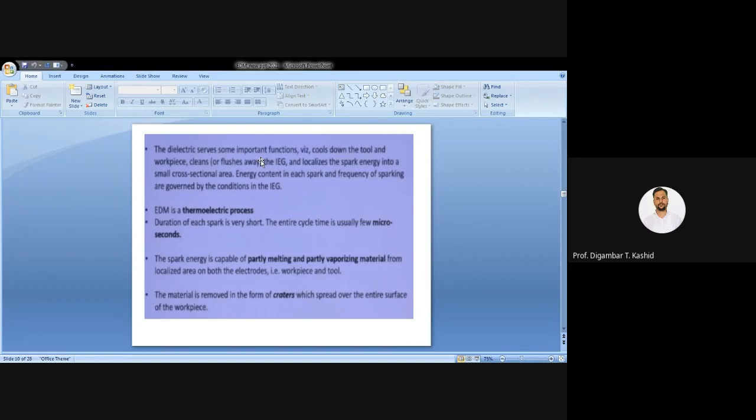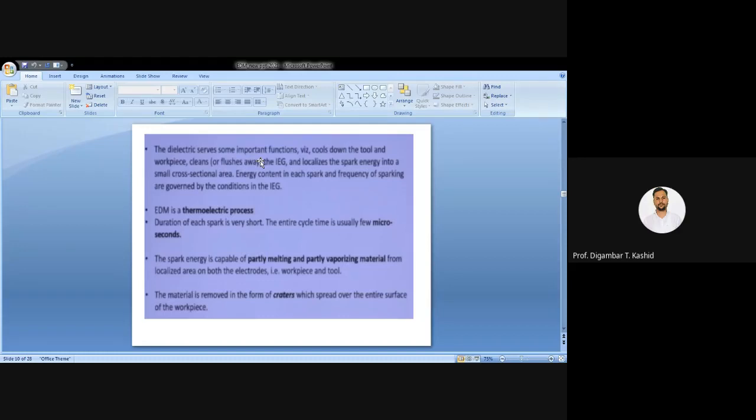Also, this dielectric localizes the spark energy into a small cross-section area. So whatever sparking occurs, using this dielectric, it localizes into a small cross-section area, which means this energy can be localized into a small area. The energy content in each spark and the frequency of sparking are governed by the condition of your interelectrode gap. So this is a function of your dielectric.